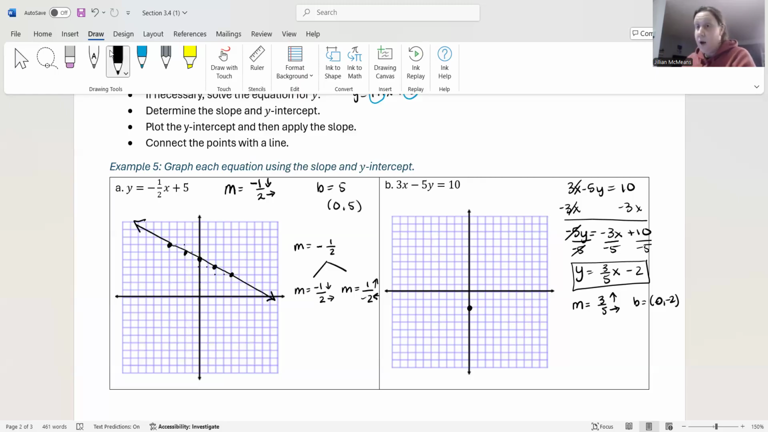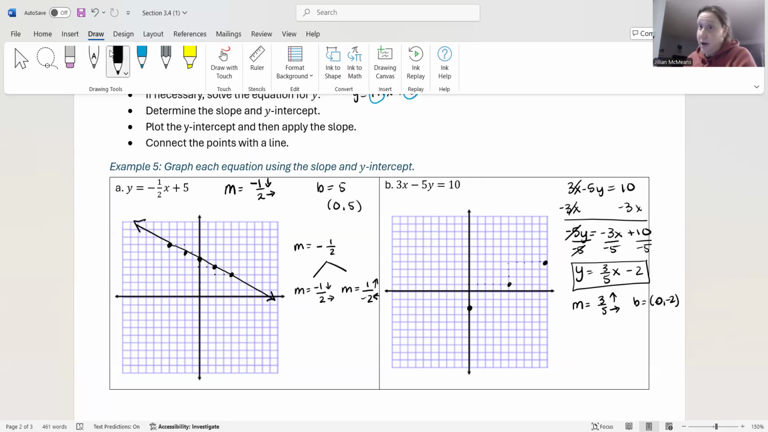And then from there, I want to apply my slope. So remember, my slope is 3/5. That tells me to go up 3 to the right 5. So up 1, 2, 3, and then to the right 1, 2, 3, 4, 5. Okay? I could go up 1, 2, 3 again, and then to the right 1, 2, 3, 4, 5, but then I'm out of room.